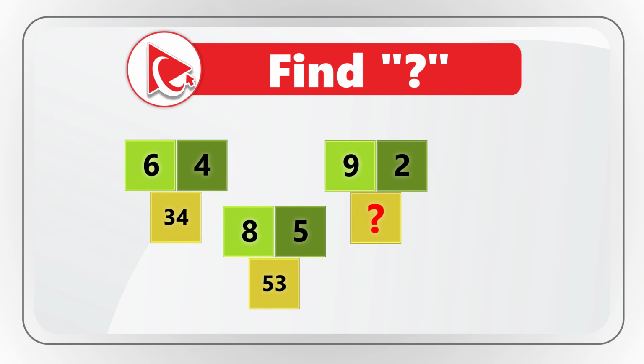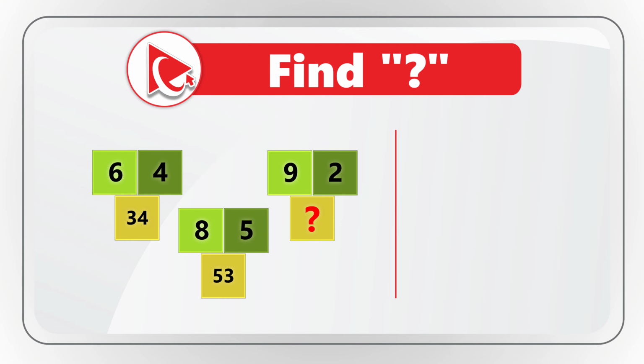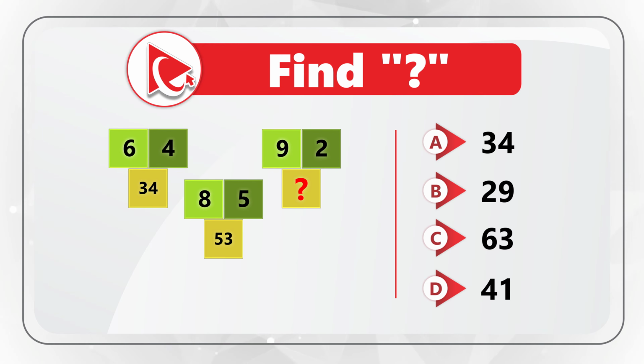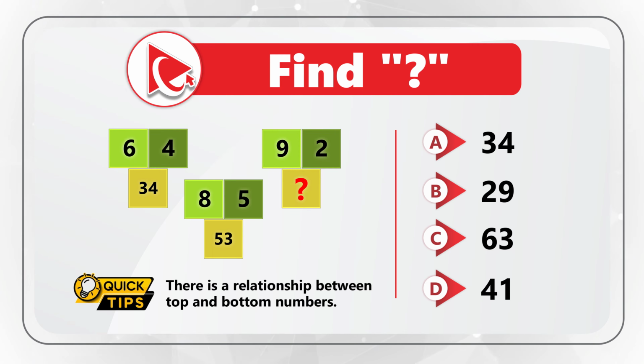You need to calculate the missing number and select it out of 4 possible choices. Choice A, 34. Choice B, 29. Choice C, 63. Choice D, 41. Take a close look to see if you can complete the calculations. I'm going to give you a quick hint. See if there's a relationship between the top 2 numbers and the bottom number.